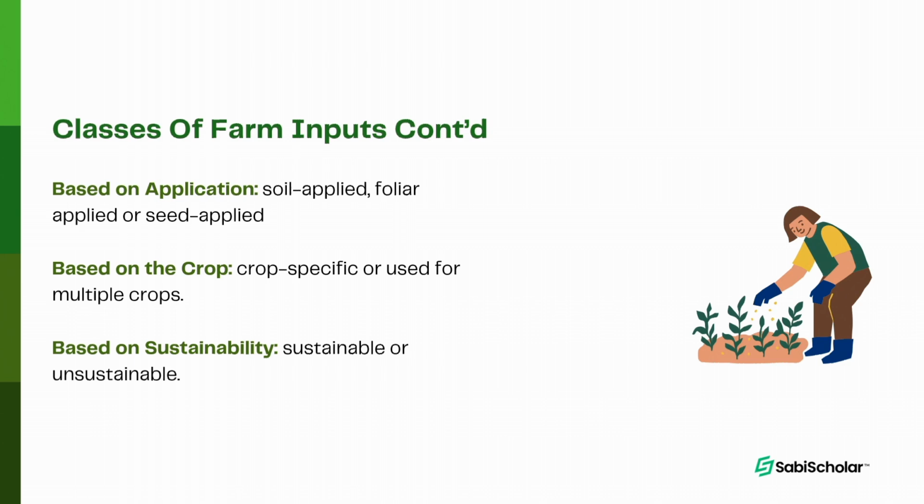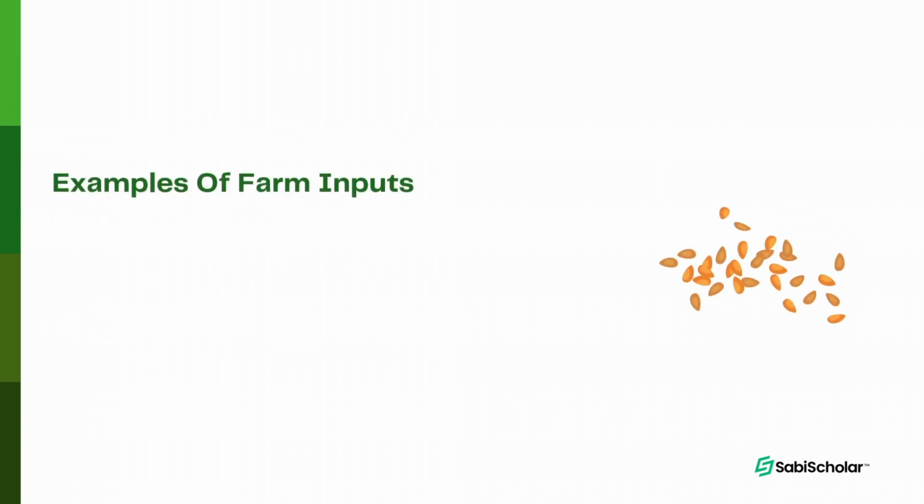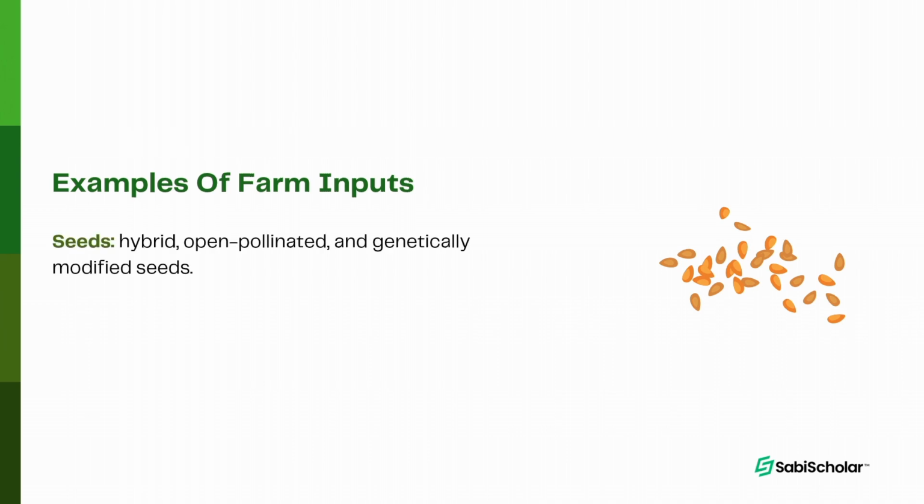Now, these farm inputs that we've been talking about, their classifications, what are they really? Examples of the farm inputs that we have. The first one is seeds. Seeds are the most important input for farming because they are the source of the plants themselves. Farmers need to pay attention to choosing the right type of seeds based on their needs and the environmental conditions in their areas.